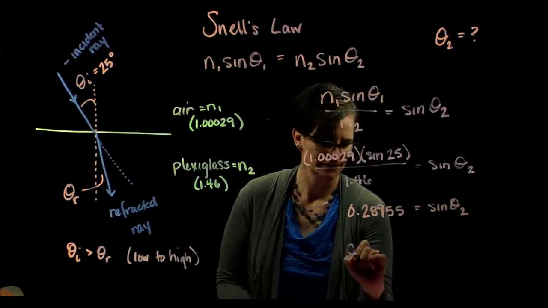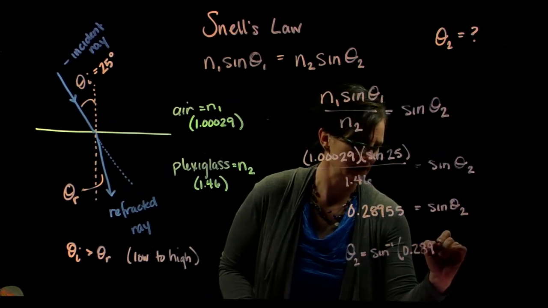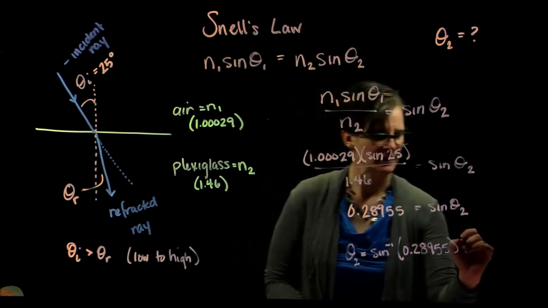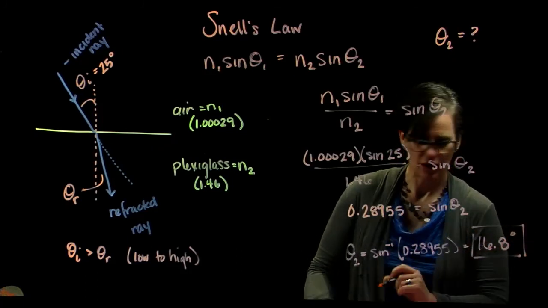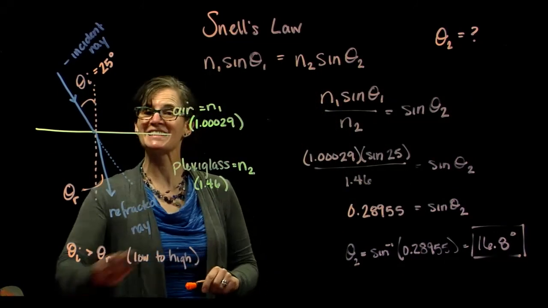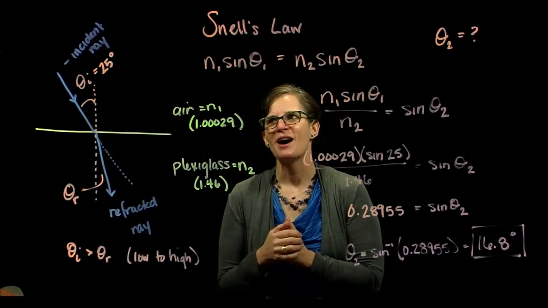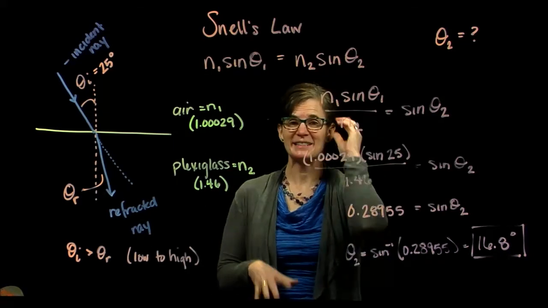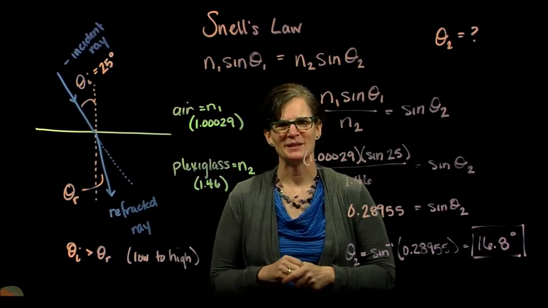So theta 2 is going to equal the inverse sine of 0.28955. And we get 16.8 degrees. So our angle of refraction is 16.8 degrees, and that's consistent with what we expected and what we talked about in our conceptual ideas of refraction in a previous video. So good. All right, so utilizing Snell's law to get some more detail about how light rays are refracted going from one medium to another. Good job.